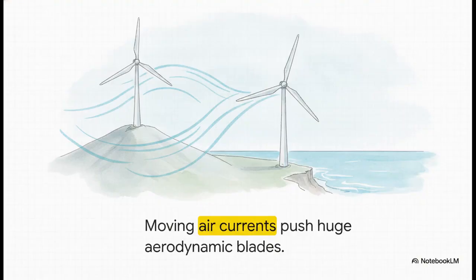Instead of falling water, this uses moving air currents to push huge aerodynamic blades. Think of it like a giant, high-tech pinwheel. For your models, you really can't just stick these anywhere. Wind turbines work best on the very tops of mountains or right on the coastline. Why? Because you need spots where there are absolutely no buildings, hills, or trees to block the breeze.